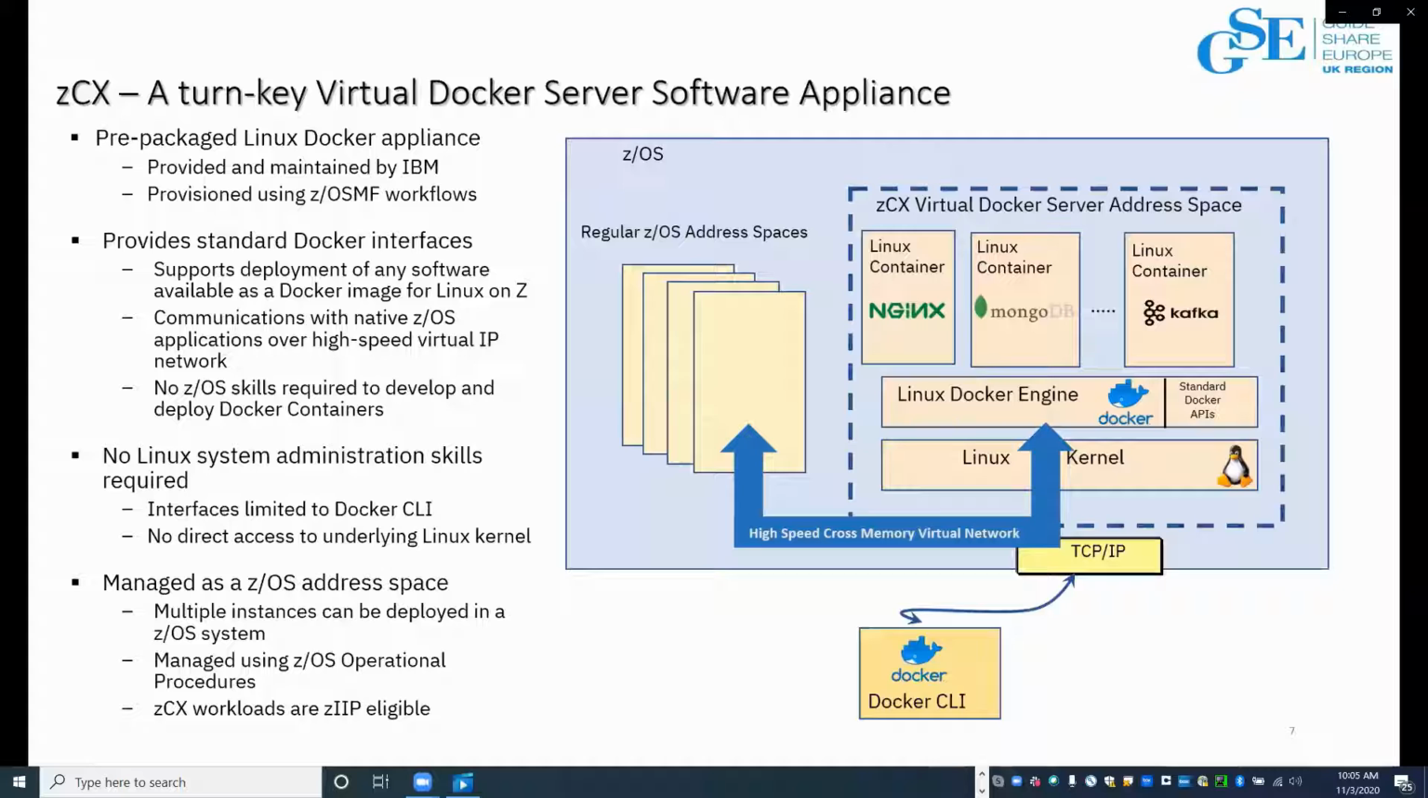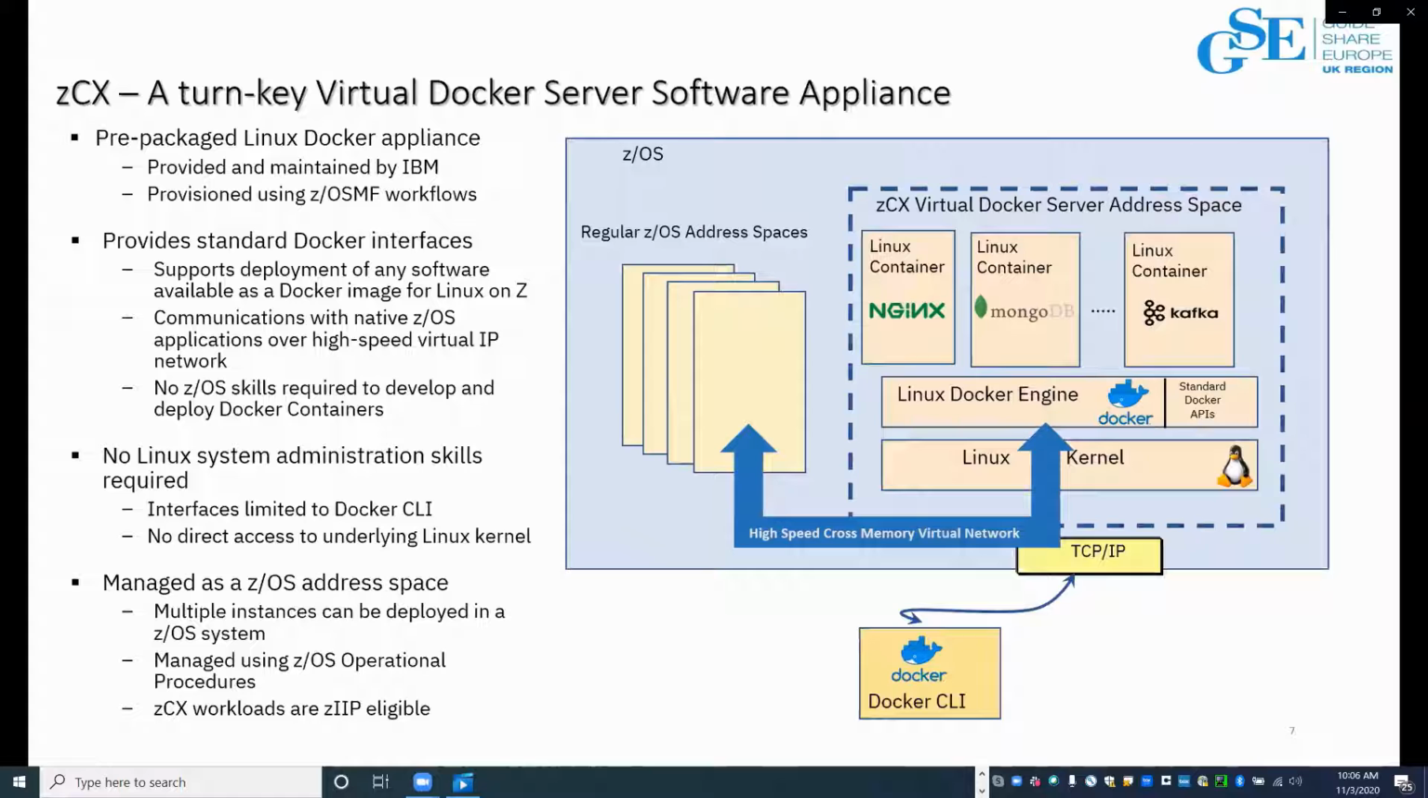Likewise, because the Linux Docker appliance is maintained by IBM, there is no Linux system administrator requirement to configure or service the built-in Linux kernel. In fact, there are no interfaces to be able to directly access the underlying kernel. Network access to the zCX Docker containers is through the z/OS TCP/IP stack. For communication with other address spaces, a cross-memory virtual network is provided. No external networks are used. For communication with other z/OS systems or systems on other platforms, a route over an existing TCP/IP network interface is used. I'll be providing some recommendations on an upcoming chart for this type of communication.